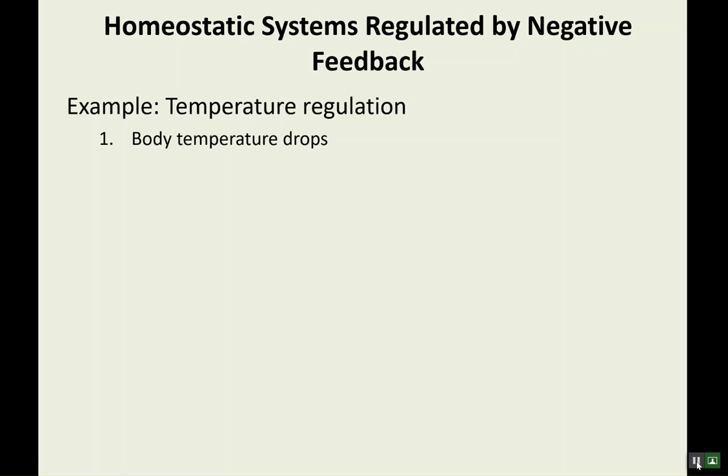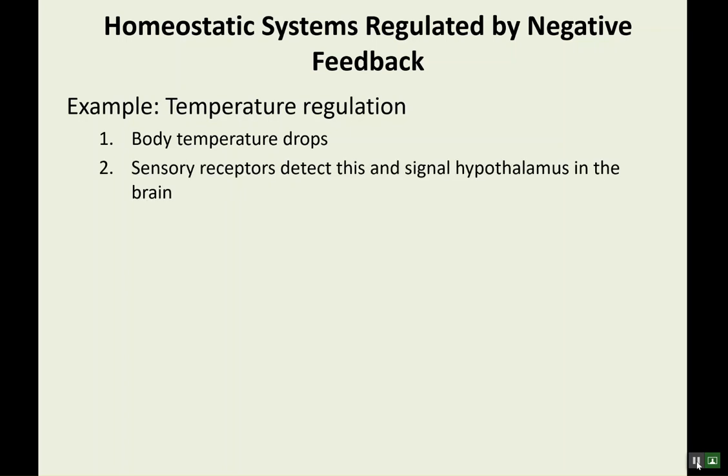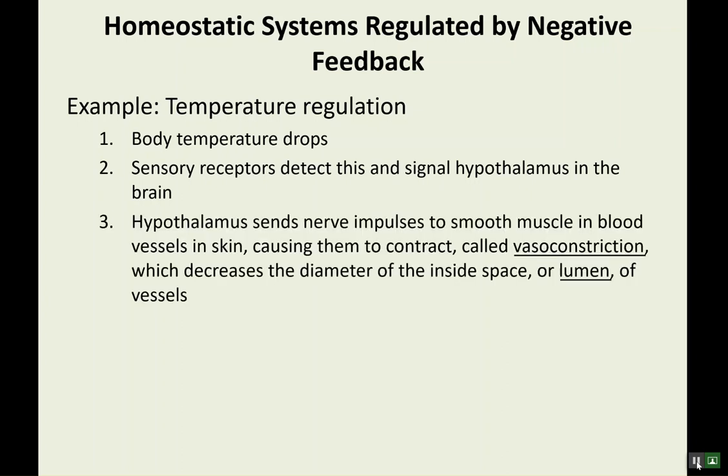Okay, so that having been said, let's say the body temperature drops. That would be what? Stimulus. Yes, good job. Okay, so what has to pick up the stimulus? Receptors. You're doing great. They detect and signal the hypothalamus in the brain. The brain would be your control center. Good job. So the hypothalamus will send nerve impulses to the smooth muscle in the blood vessels in the skin, causing them to contract, called vasoconstriction. Vaso meaning vessel, which then decreases the diameter of the lumen, which is the space inside the blood vessel, right?